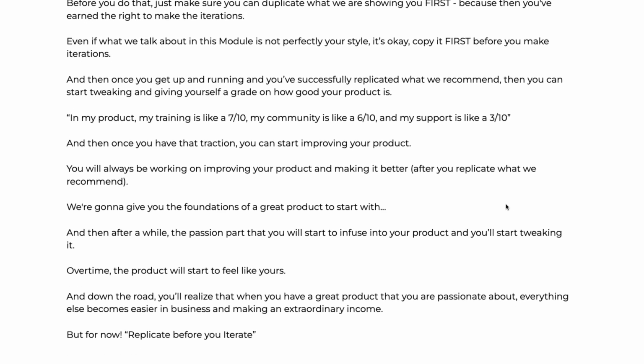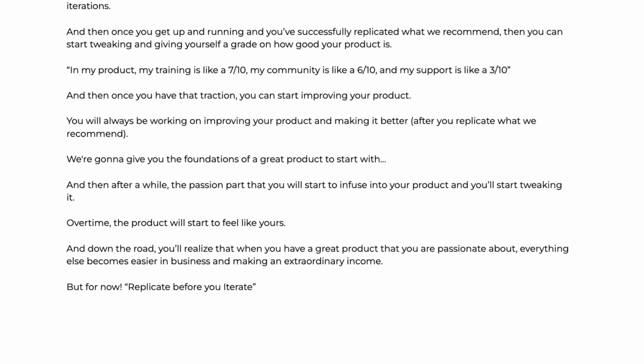And so in the beginning, this is very important, we are going to be giving you the foundations of a great product to start with. And then after a while, after you've gone ahead and replicated what it is that we are providing to you, then all of a sudden that passion that you have is going to start to get infused with your product as you start to make tweaks with it over time. And then over time, the product is going to feel like yours.